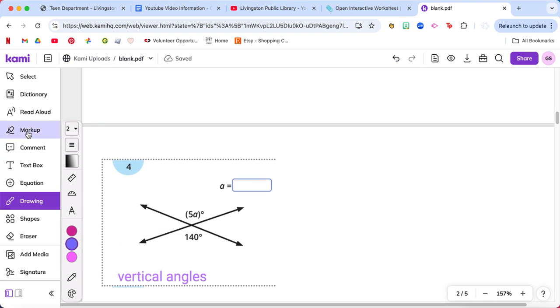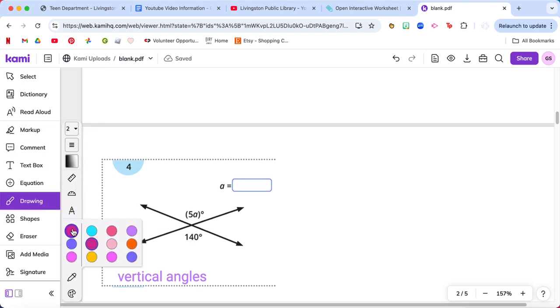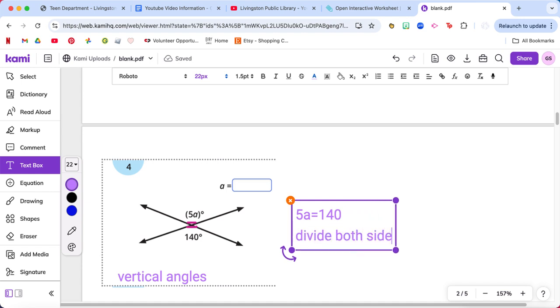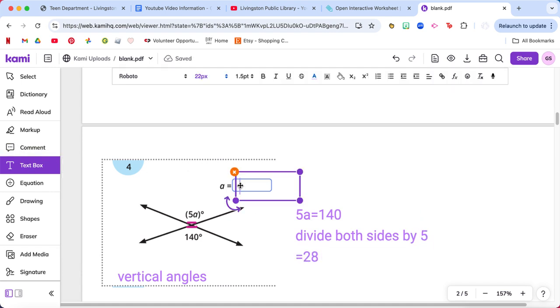Next is 4. We call these vertical angles. Vertical angles are going to be equal to each other. So 5a should equal 140, and then you just divide both sides by 5. With that, you're going to get 28. So a equals 28.